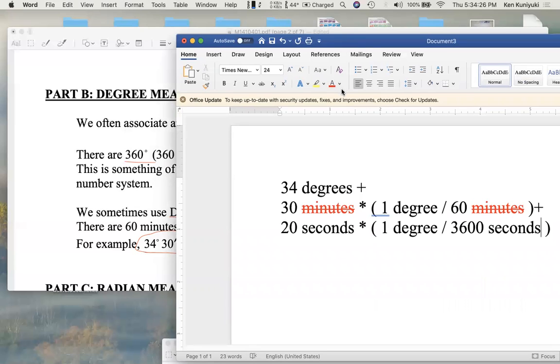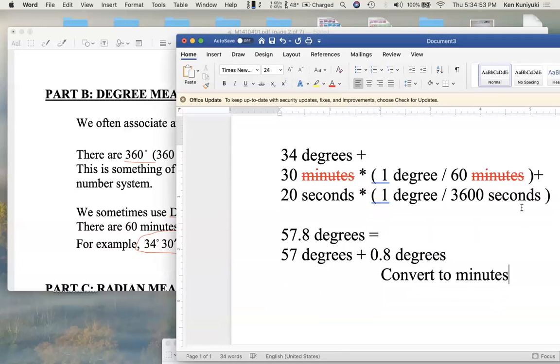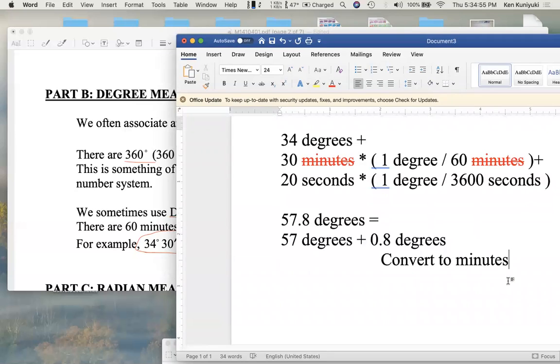Likewise, to go from decimal degrees, let's say 57.8 degrees, what would you do? Here's the idea. This is equal to 57 degrees plus 0.8 degrees. Take the 0.8 degrees, convert it to minutes. Use a similar idea as what we did up here.